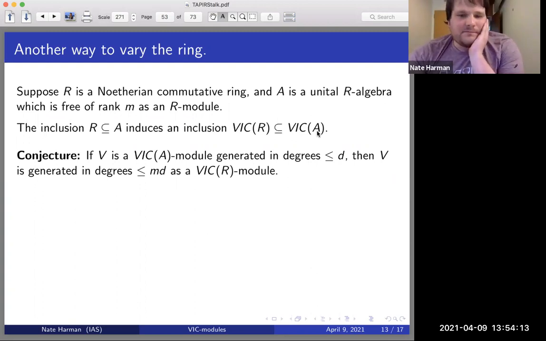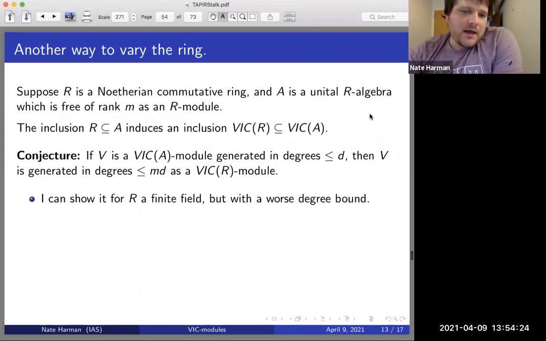Exactly. I got it. So the conjecture is that this preserves finite generation and multiplies this degree by M, the rank of A as a module over R. And I can show this over a finite field. So this is not an unreasonable thing to assume. I get a worse degree bound.